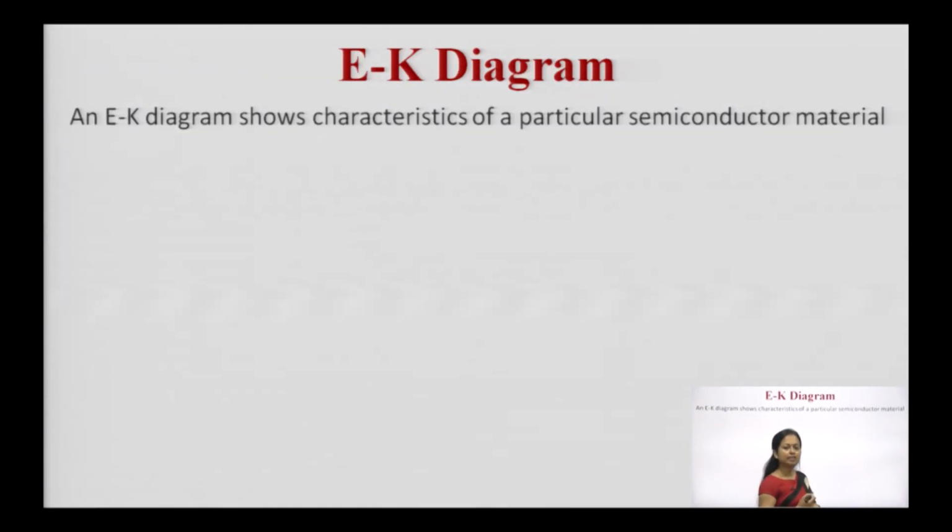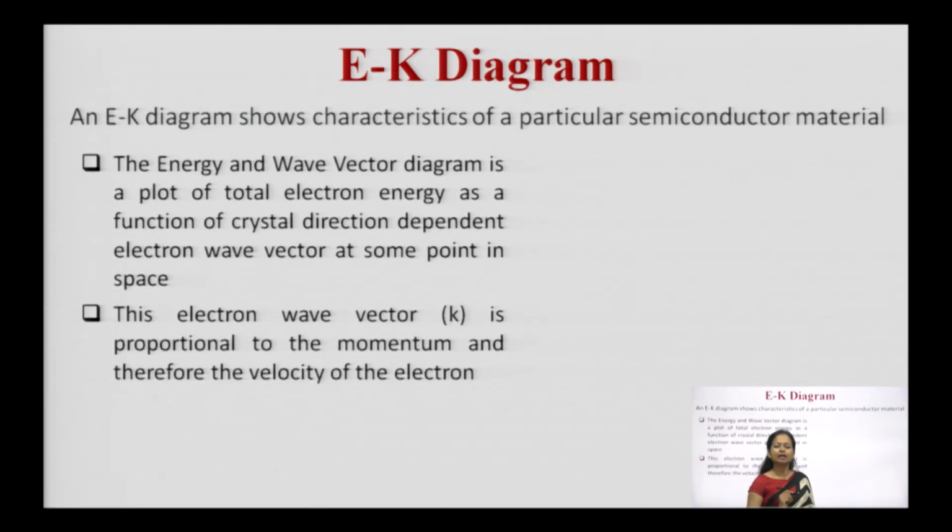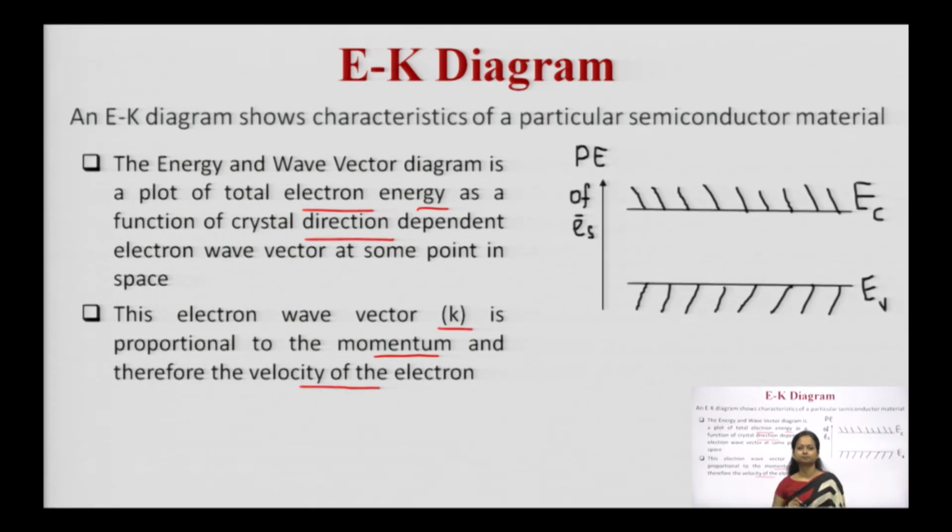Now, let us draw the EK diagram. This is a very important question. You must understand it and it may be asked in the university examination as well. EK diagram is the energy wave vector diagram. How to draw it? Energy wave vector diagram is plotted with respect to the total electron energy as a function of crystal direction. Just remember this. Electron wave vector is represented by k. It is proportional to the momentum and therefore the velocity of the electron.